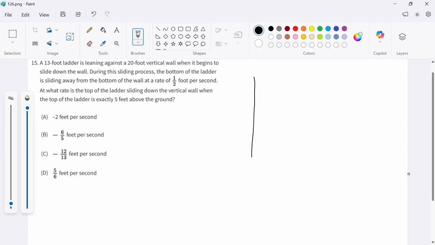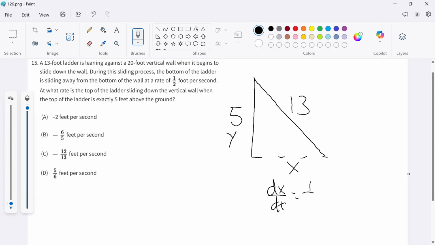So I can draw it like this. Here's the ladder. Here's the distance from the ladder to the wall. It says that the ladder is 13 feet, so that's 13. I want to know when the top of the ladder is 5 feet above the ground, so that's 5. I'm going to call this X. I'm going to call this Y. And I know that the change of X with respect to time, it says it's sliding 1/2 foot per second. It's 1/2 foot per second this way.